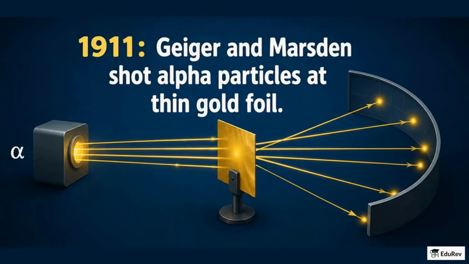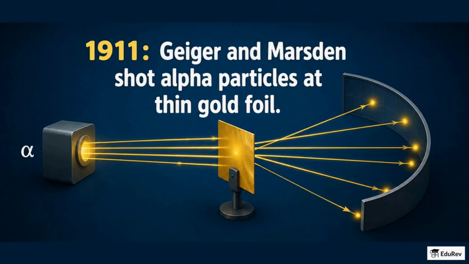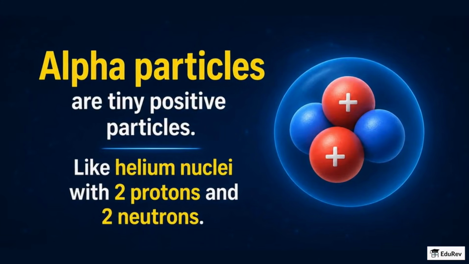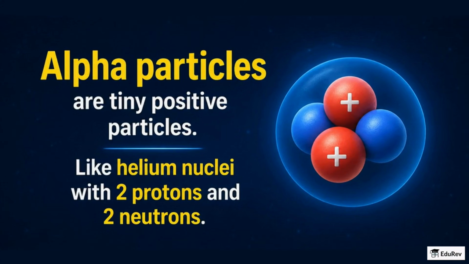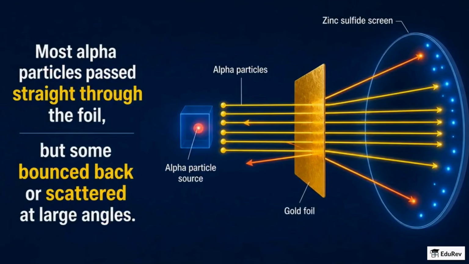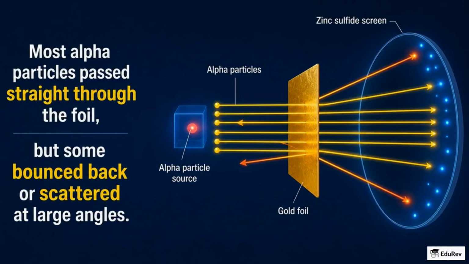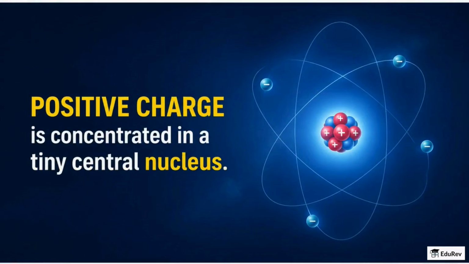In 1911, Geiger and Marsden, under Rutherford, shot alpha particles at thin gold foil to test this idea. Alpha particles are tiny positive particles, like helium nuclei with 2 protons and 2 neutrons. Most alpha particles passed straight through the foil, but some bounced back or scattered at large angles. These surprising results meant the positive charge is not spread out but concentrated in a very small central nucleus.